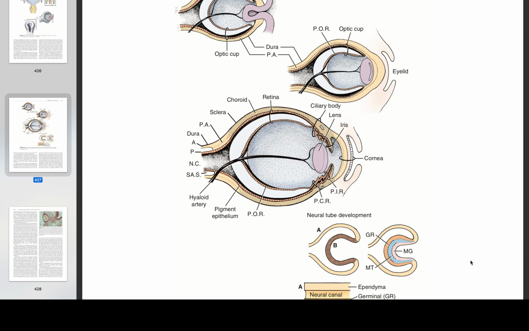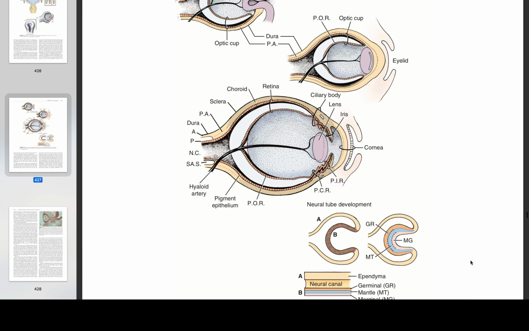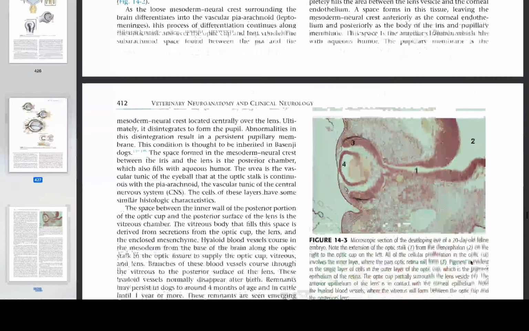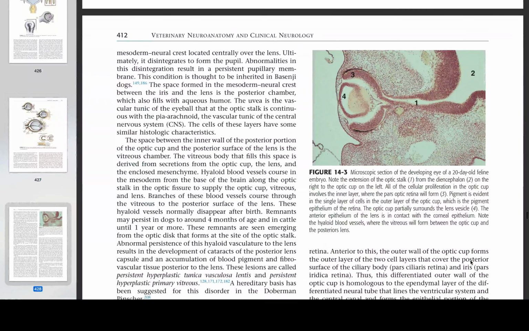Differentiation of the optic cup is similar to the differentiation of the neural tube, with two adjacent walls separated by a neural canal. Figure 14-3. See also Figure 14-2. The wall of the optic vesicle originally consisted of a single layer of columnar neuroepithelial cells, similar to any other component of the neural tube.